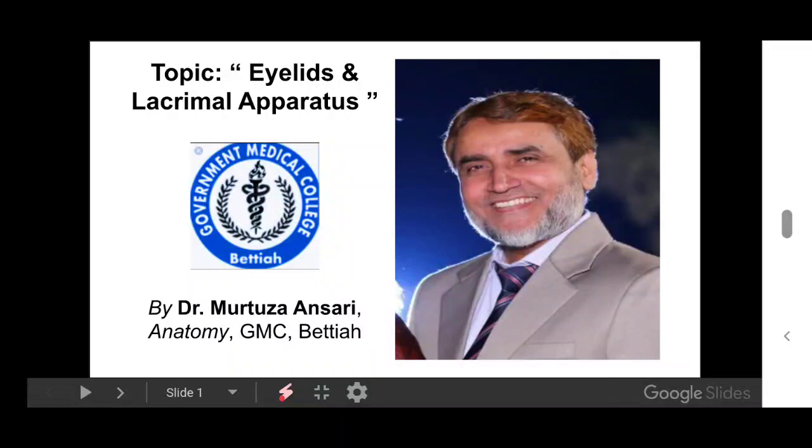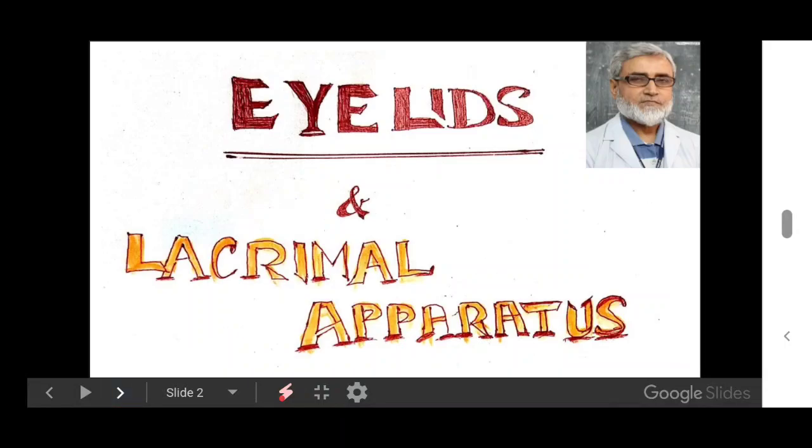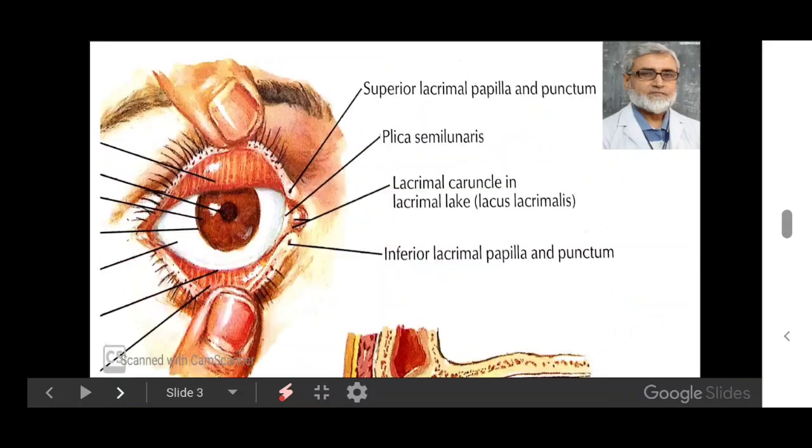Today's topic is eyelids and lacrimal apparatus. Topic is eyelids and lacrimal apparatus. Just you see this picture, the simple picture of eye.